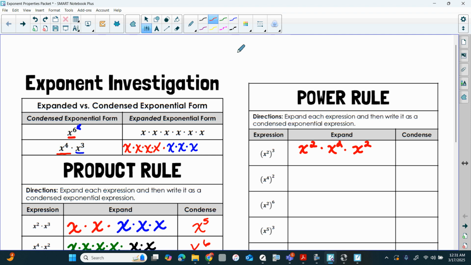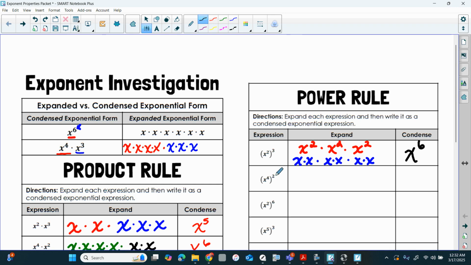Now if I expand that even further based on what we did, x to the second power means I'm just saying x times x. x times x. x times x. So our condensed form, and even if I do my exponent rule here, 2, 4, 6, our condensed form would be x to the 6th power.